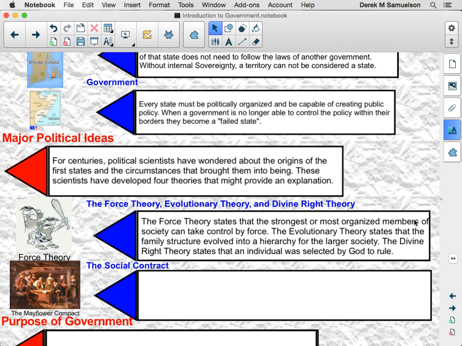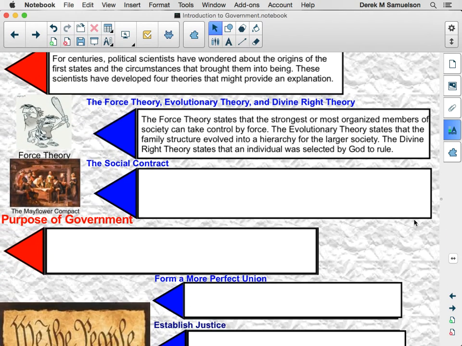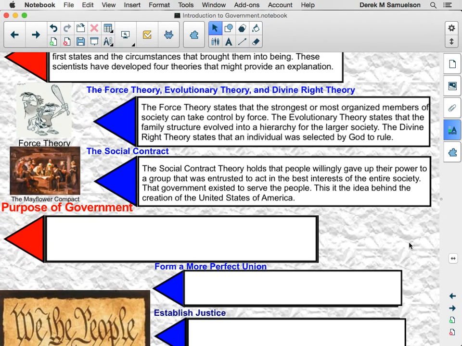Now, within the United States and within modern government systems, the most common seems to be the social contract theory. And this is what we ascribe to here in the United States. This holds that people willingly give up their power to another group. Okay, that we have power, and we willingly give it up to another group. We say, you can have all of our power to make these broad decisions for us. And we give that up to a group that has promised to use that power and act in the best interests of the society as a whole.